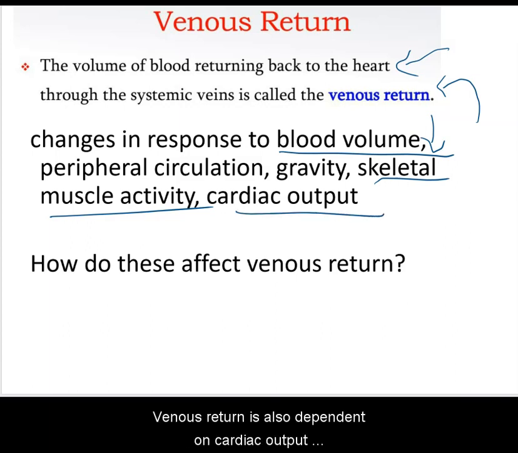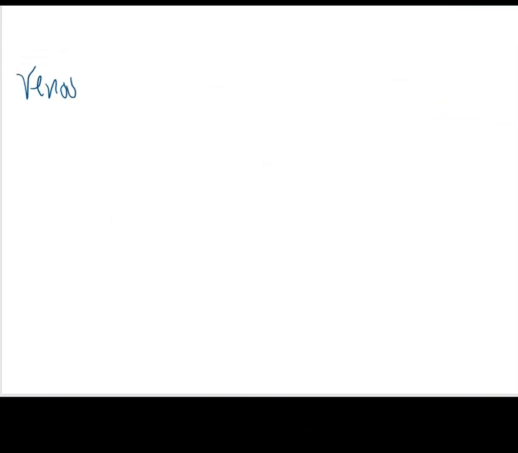Venous return is also dependent on cardiac output. The cardiac output, right? How much blood leaves your heart? If more blood leaves your heart, then more blood gets back. So they're going to increase it. Gravity and peripheral circulation are a little bit different. So let's go over to this and let's talk about venous return.